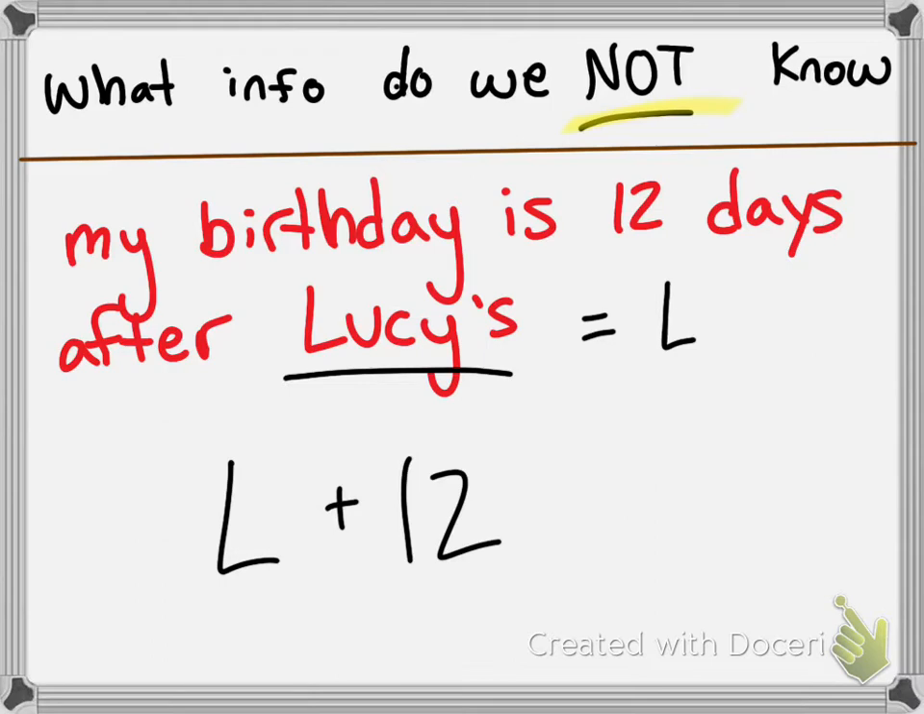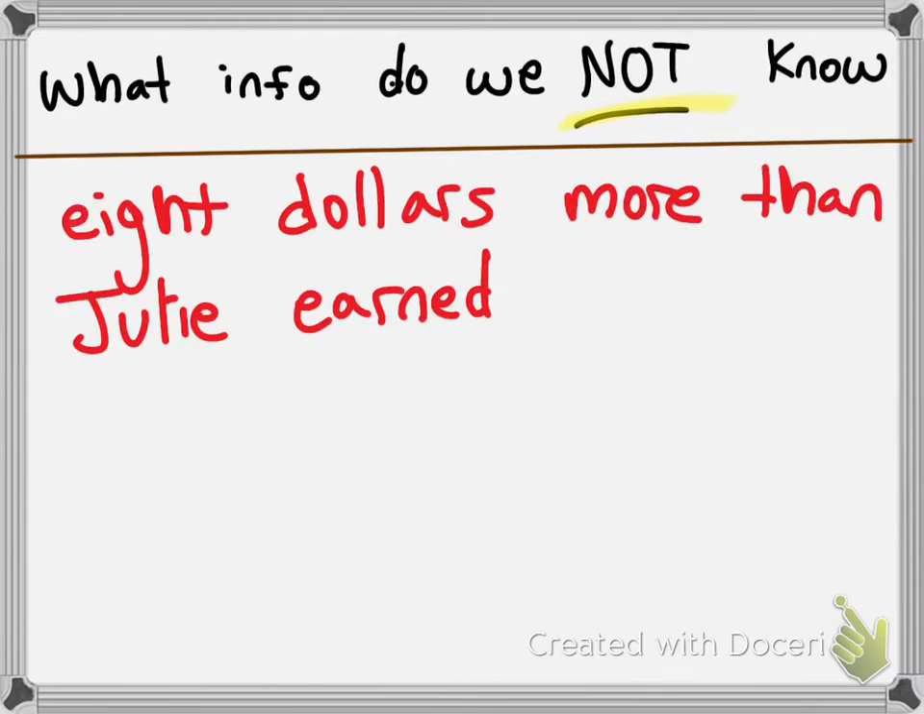Once I tell you, oh, Lucy's birthday is the 1st, then we go, okay, mine's the 13th. If I say Lucy's birthday is the 12th, we say, okay, mine's the 24th. So until they tell us what Lucy's birthday is, I don't know what mine is. As an equation, it would be like this until they tell us. So yeah, what about this one?